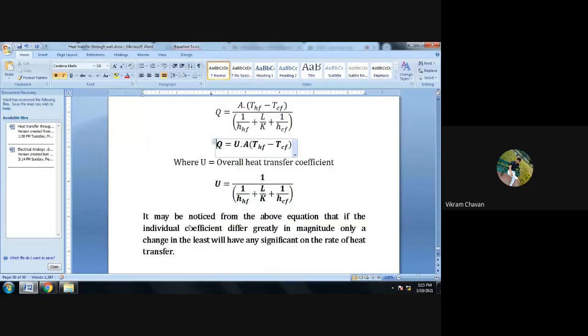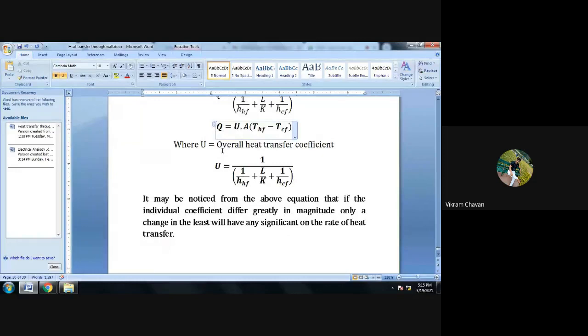Q is equal to U multiplied by area multiplied by bracket T suffix HF minus T suffix CF, where U is equal to the overall heat transfer coefficient. And the equation for U is U is equal to 1 whole divided by bracket 1 divided by H suffix HF plus L divided by K plus 1 divided by H suffix CF. Getting everyone?